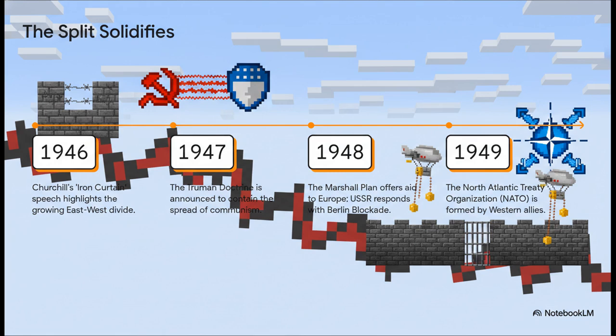I mean, just look at this timeline. It's crazy how fast everything happened. One event led to another, which led to another. It was like a snowball rolling downhill, getting bigger and faster. Each of these dates is a key moment that pushed the two sides further and further apart.